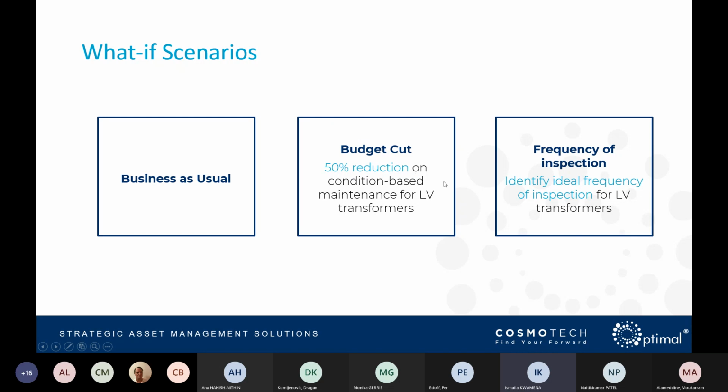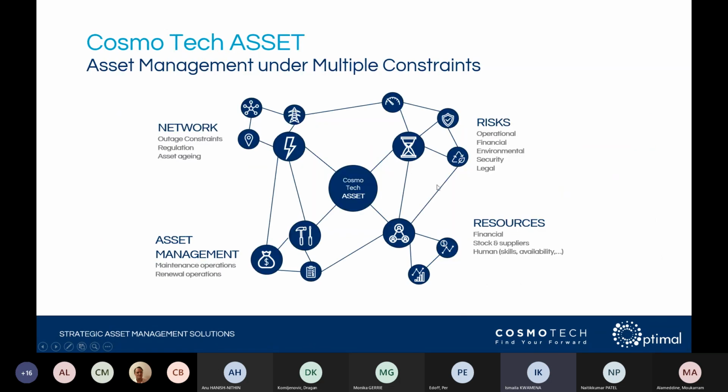But you can also create an unlimited number of scenarios until you identify which scenario is the optimal, like which scenario is best for your plans. Okay. So in order to understand the actual impact, it is better to consider all the business key elements, such as the network, the risk involved, also the resources available, and then the overall asset management. So I would like to switch now to the user interface, where I would analyze the results of these three scenarios.